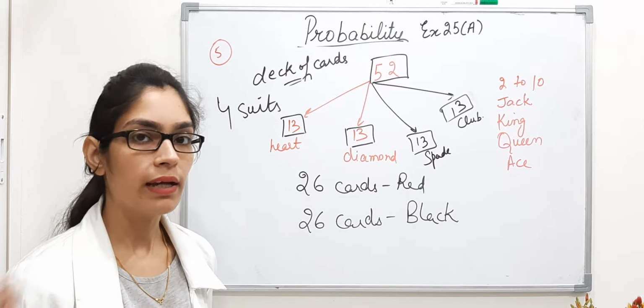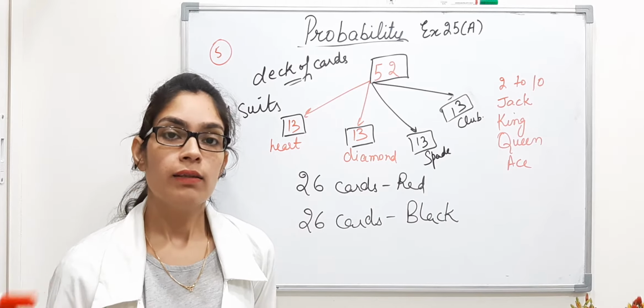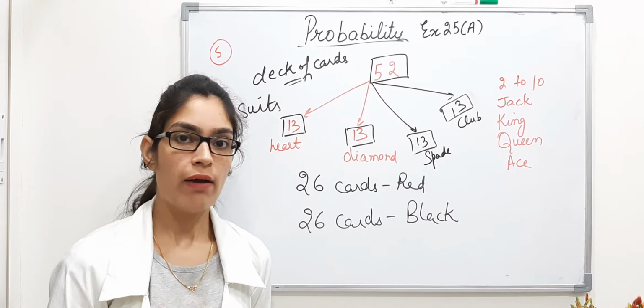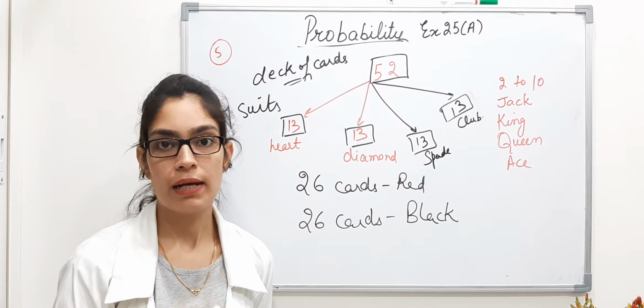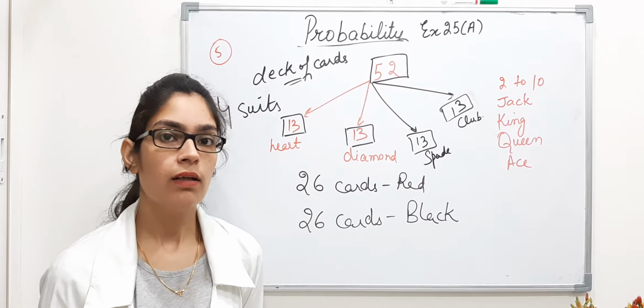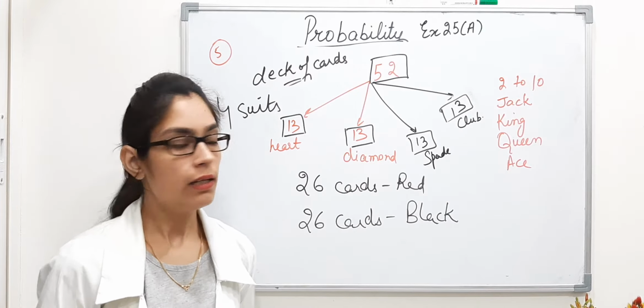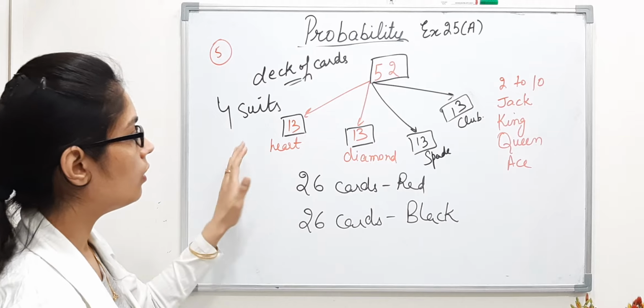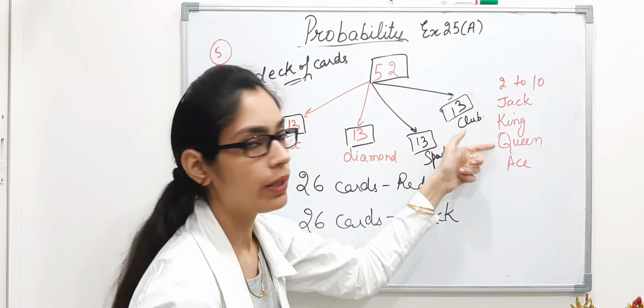Numbers will be 2 to 10. You have to remember this. Each suit has 13 cards in which you have 2 to 10 numbers, one jack card, represented by J, then one king, one queen and one ace, here A. So 13 cards consist of 2 to 10 numbers, jack, king, queen and ace.